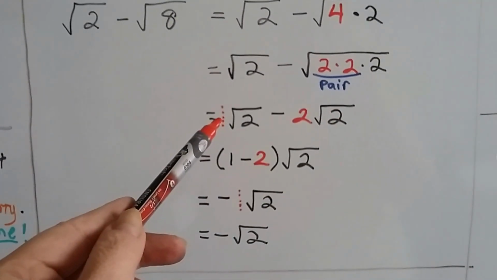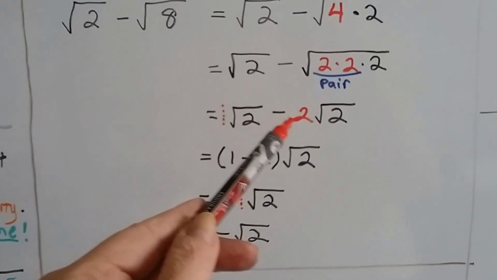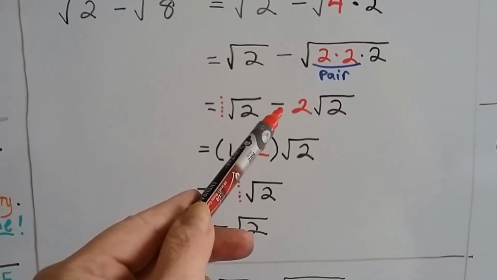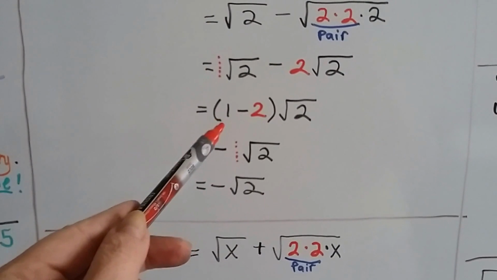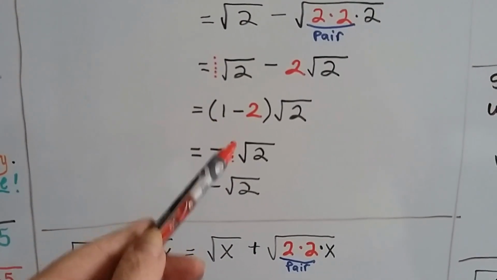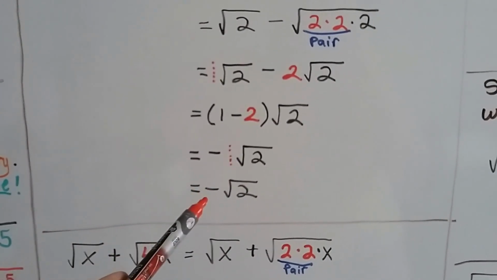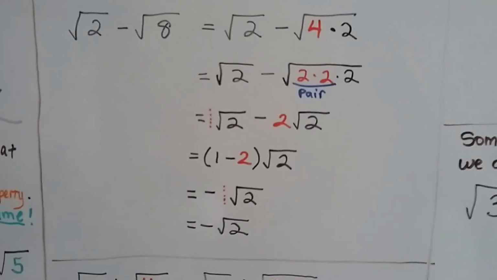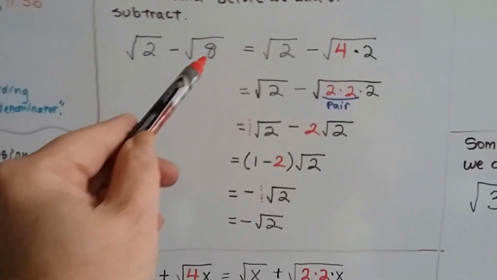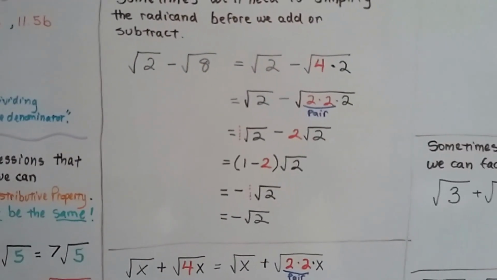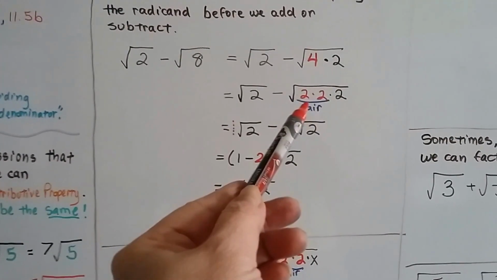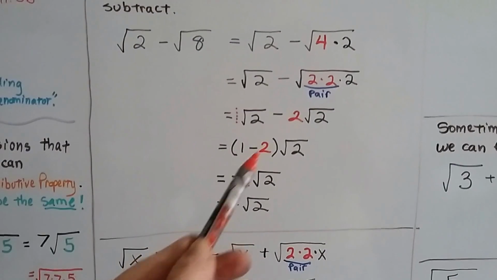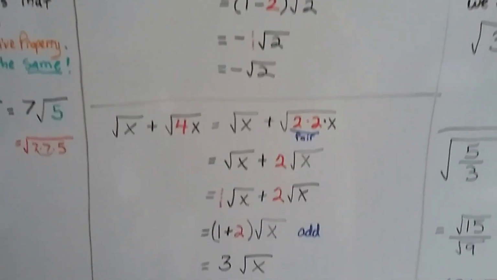Now, because there's an invisible 1 here, and we're subtracting, we get 1 minus 2, square root of 2. And 1 minus 2 is a negative 1. We don't have to write that 1, do we? So we get negative square root of 2. See how I did that? We simplified that 8 first into a 4 times 2. It was a perfect square, so we pulled 1 out, put it in front. We did our subtraction.